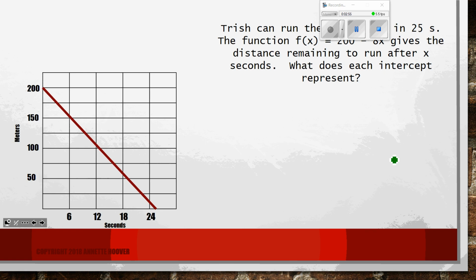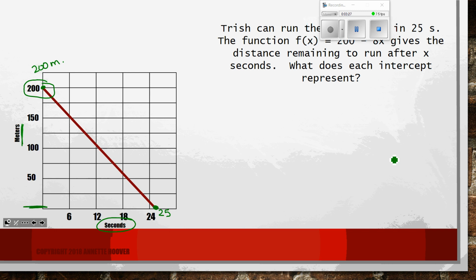Here's another example. Trish is running a 200-meter run in 25 seconds. And if you look at the graph, the x and the y-intercept again give us some important bits of information. The y-intercept right here is at 200 meters. So this told us the distance she had left to run at the beginning of the race. Here at the x-intercept, we see that it intercepts at 25. That gives us the number of seconds it took her to cross the finish line, because 0 down here would be the finish line.